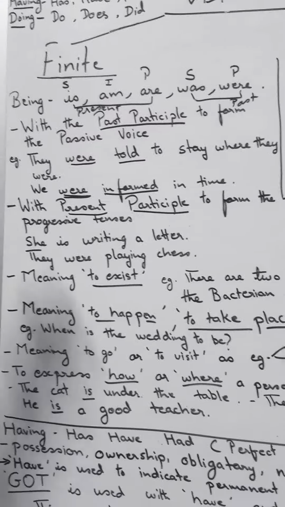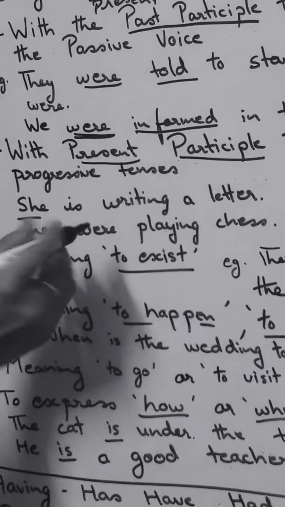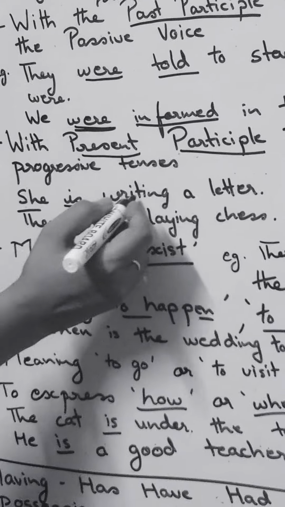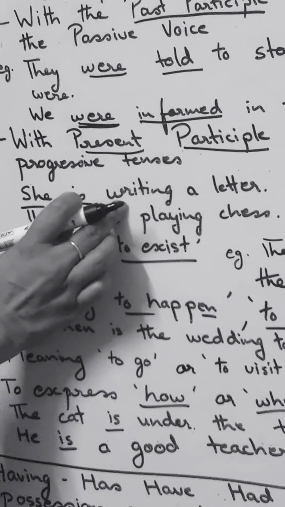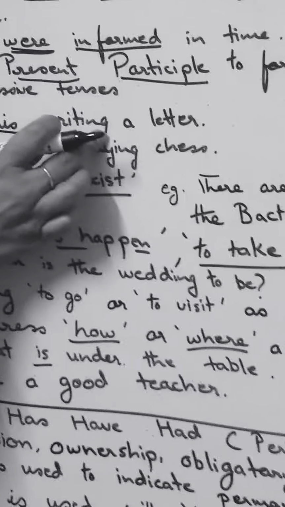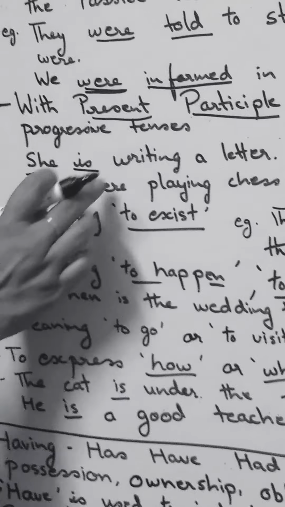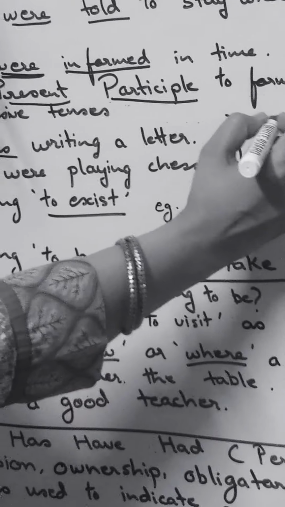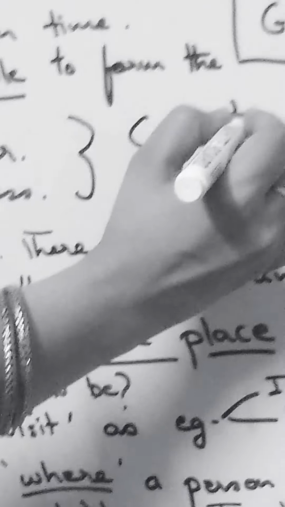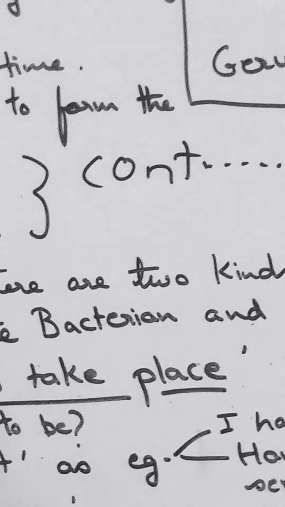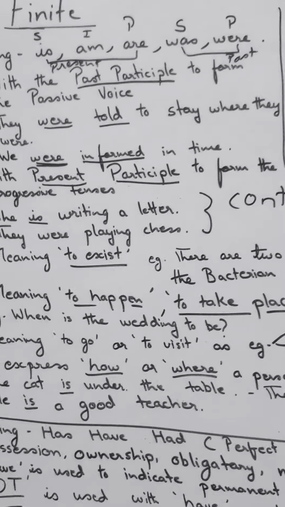I'll come directly to the sentence. She is writing a letter. Is, being form; writing, the progressive or the continuous part, first form of a verb plus ing; a letter. This is what we are talking about, the continuous tense.